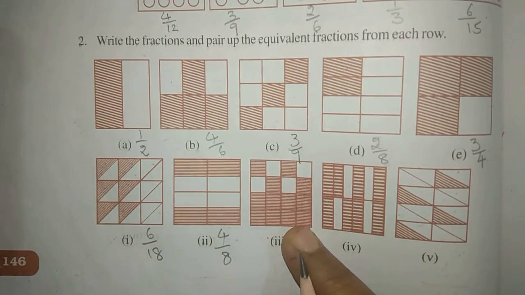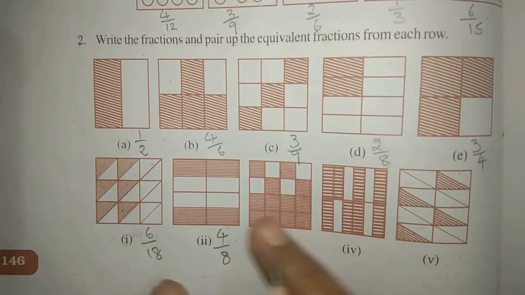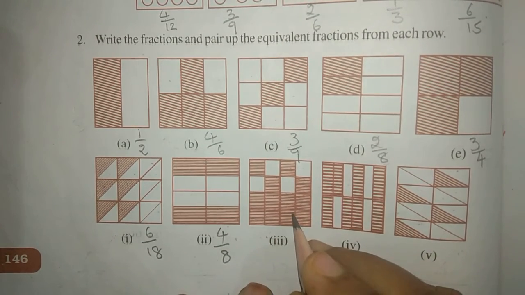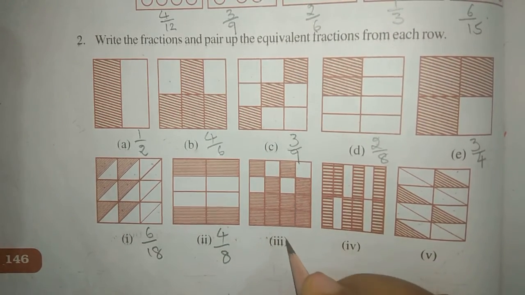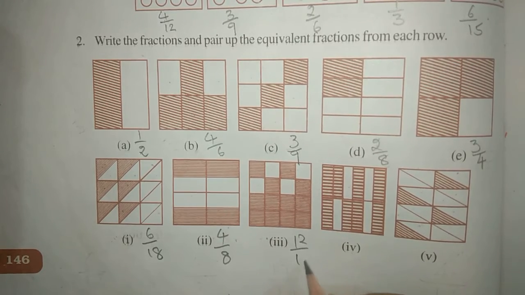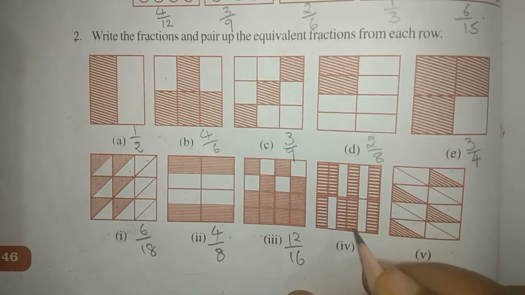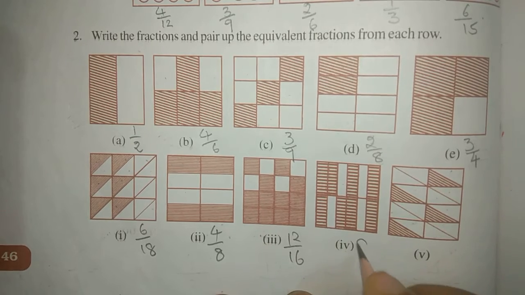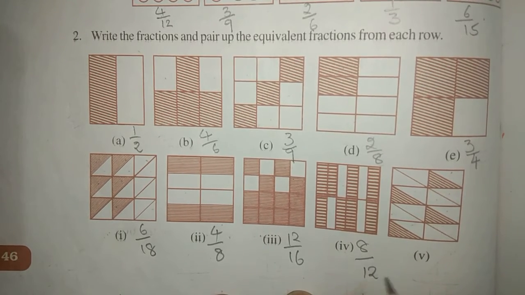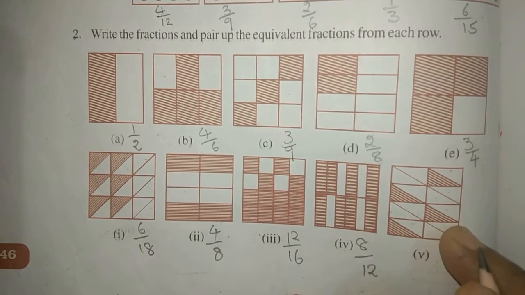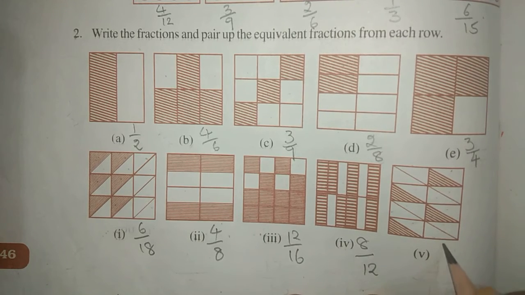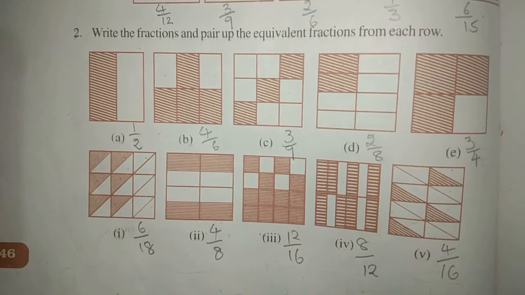In this, 12 parts are shaded out of 16. 12 out of 16. In this, 8 parts are shaded out of 12. In this, 4 parts are shaded out of 16 parts.